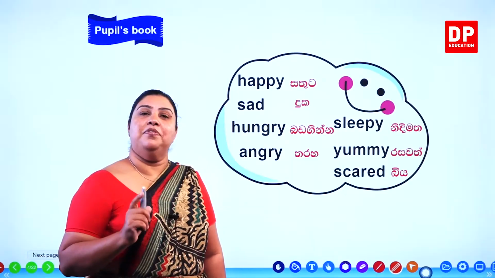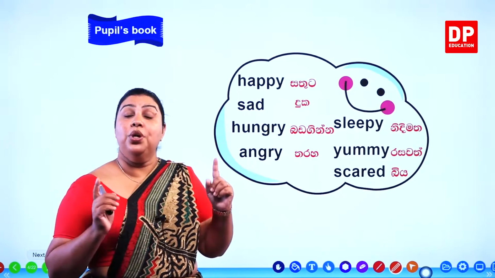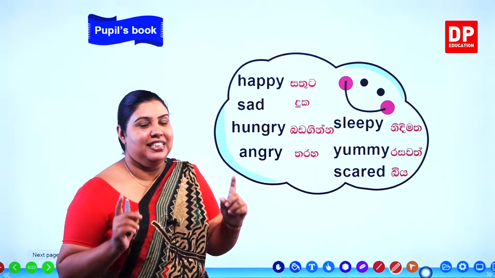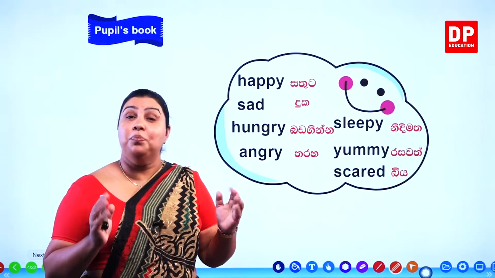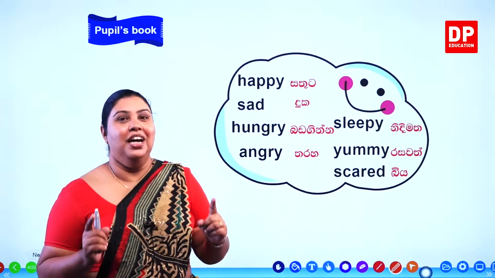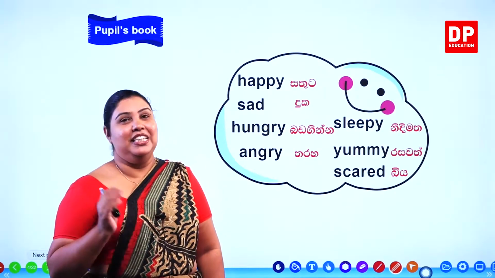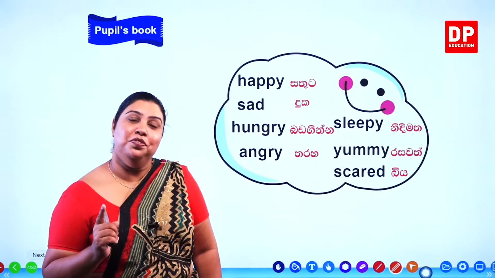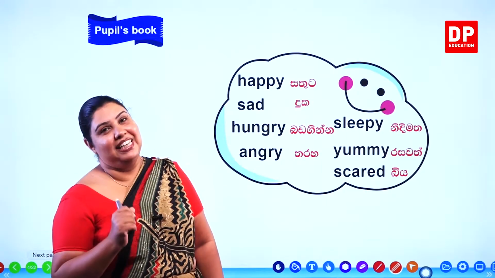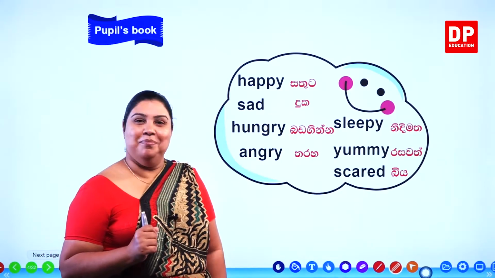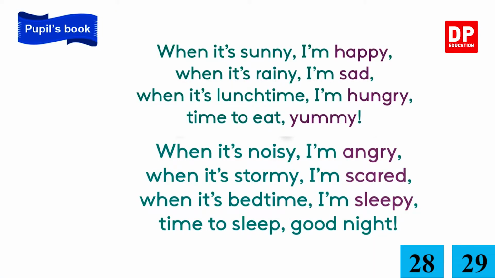So now it's time for us to move forward. Go to your pupils book and see, we have a beautiful poem which talks about all these emotions, all these feelings that we have. We will read it and see what it has to tell us. Now this poem is in your pupils book. I hope you can see there are some words that are different in color.